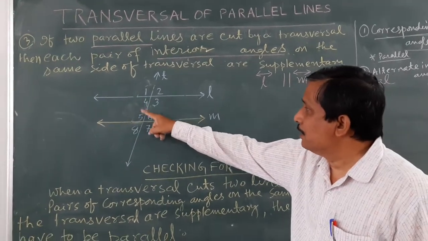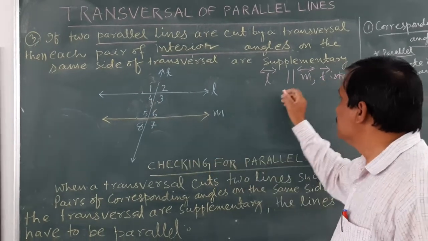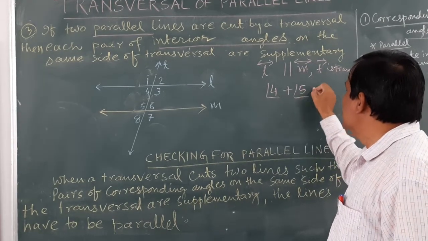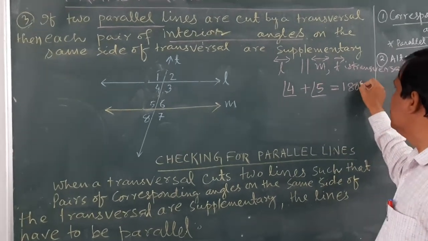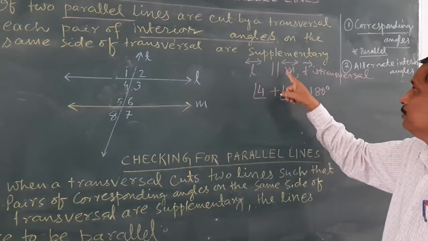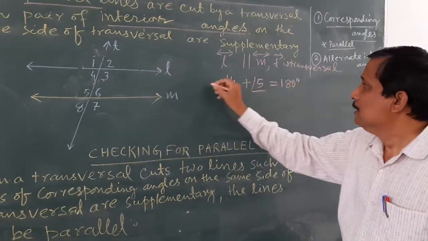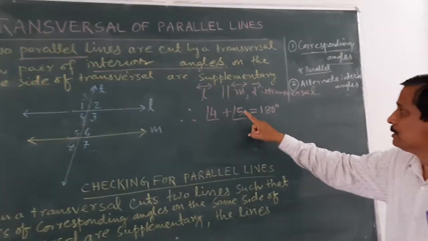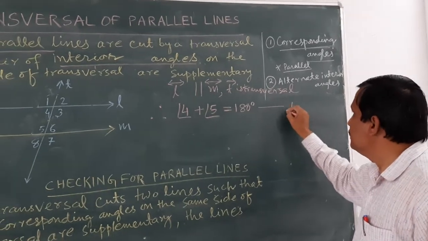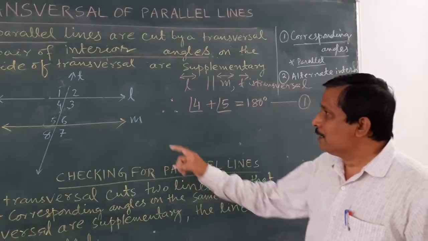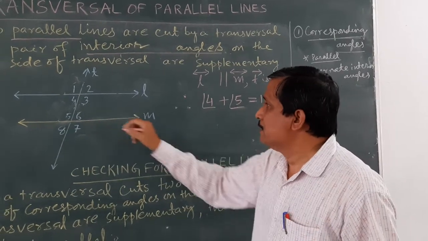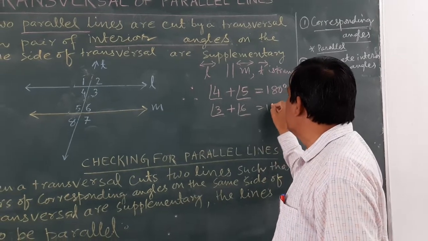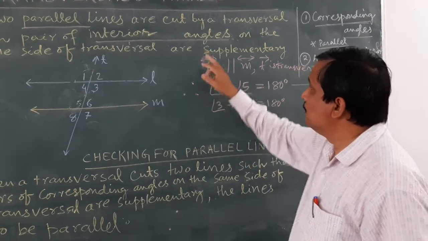Suppose angles 4 and 5 are interior angles. If L is parallel to M and T is a transversal, then automatically we can write angle 4 plus angle 5 is 180 degrees. This is your equation 1. Similarly, if you take the other two interior angles, that is 3 and 6, angle 3 plus angle 6 is 180 degrees. So this is about the theorem.